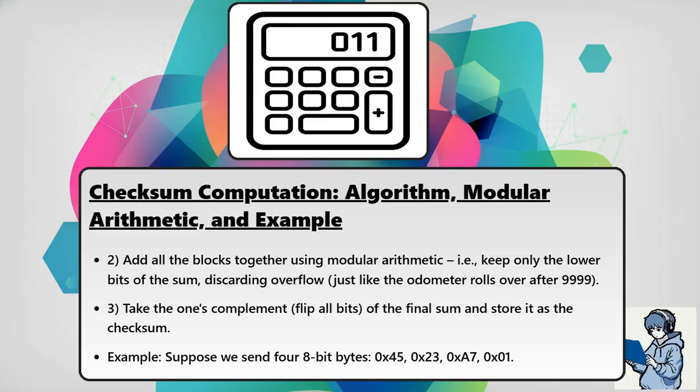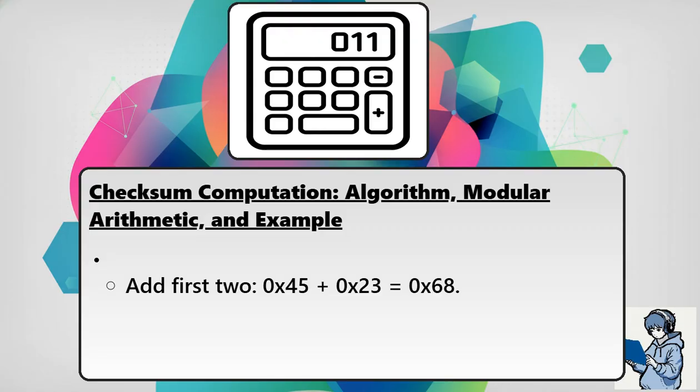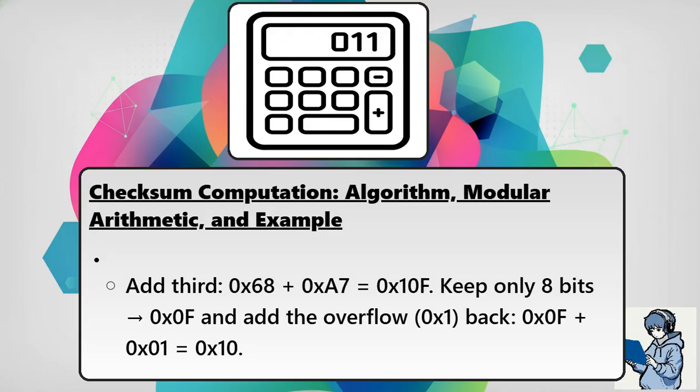Example, suppose we send 4 8-bit bytes: 0x45, 0x23, 0x7, 0x01. Add the first two: 0x45 plus 0x23 equals 0x68. Add the third: 0x68 plus 0x7 equals 0x10f. Keep only 8 bits, that is 0x0f, and add the overflow 0x1 back. 0x0f plus 0x01 equals 0x10.